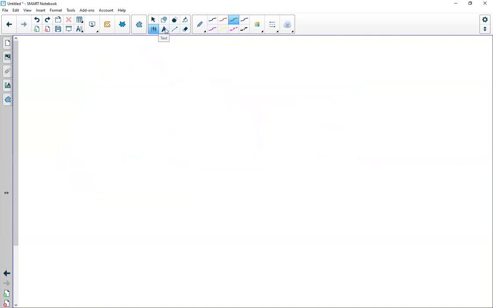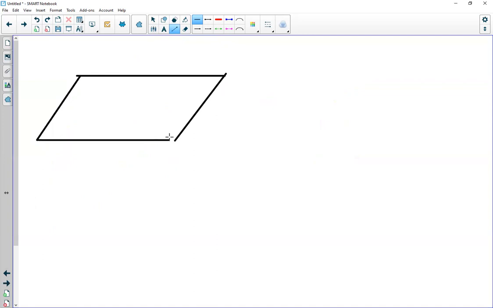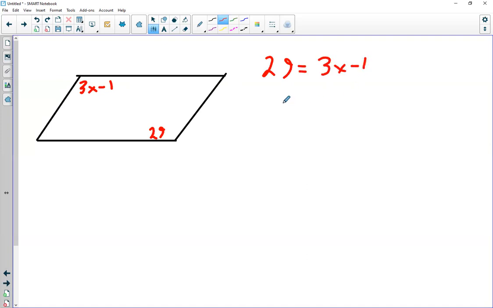Next one, I have a parallelogram one where you have to do an equation. So let's say this is 3x minus 1, and let's make this 29. Because the angles are opposite to each other, are they supplementary or are they equal to each other? Equal. So 29 equals 3x minus 1. Plus 1 on both sides. 30 equals 3x. Divided by 3 on both sides. X equals 10.